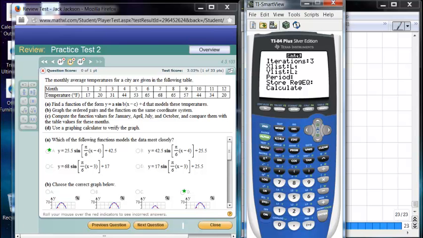X list, Y list is list 2. I can force a period, and it makes sense for the period to be 12 months here. So I can force a period there, and I can store my regression equation as y1, which I can do by going to Variables, Y-Vars, Function, y1, and calculate that.